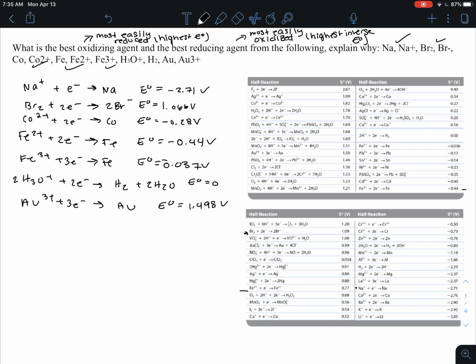Now, let's first figure out which one is the most easily reduced. So which one has the highest cell potential? Gold, right? 1.498, without flipping it, because we're looking at reduction, so we're looking at that forward direction, is the highest cell potential. So gold 3+ is most easily reduced.